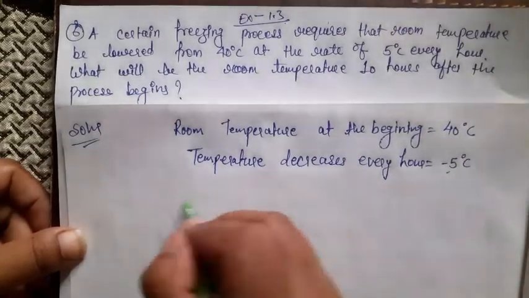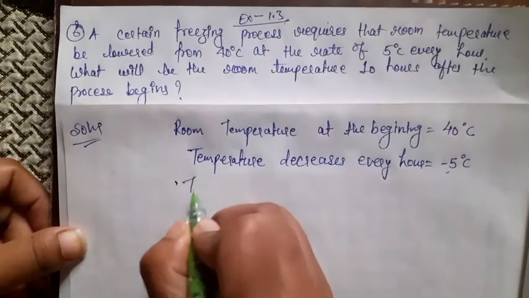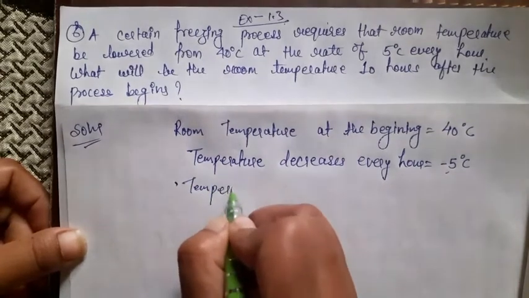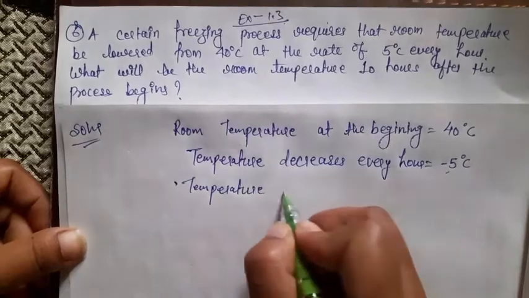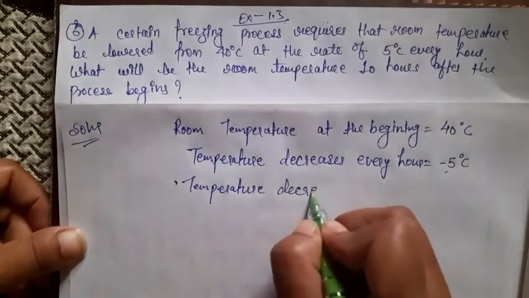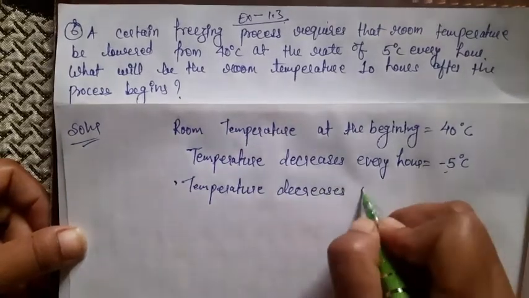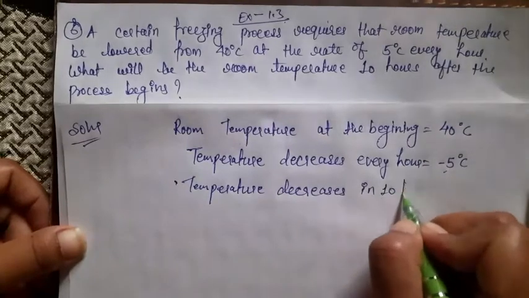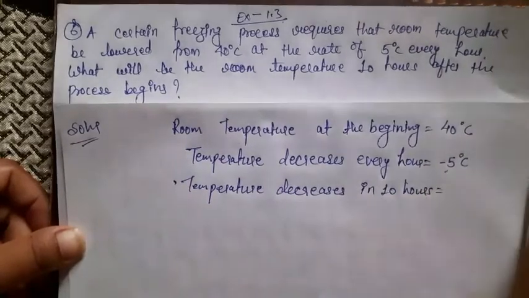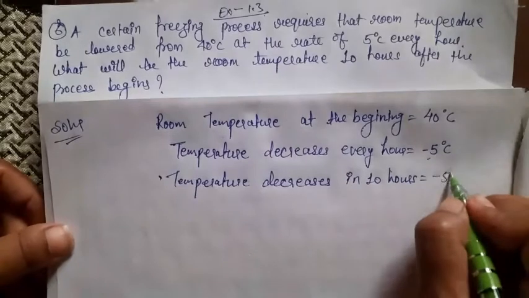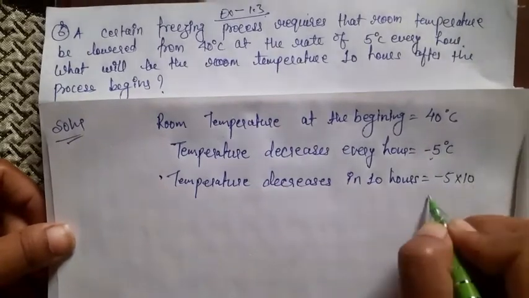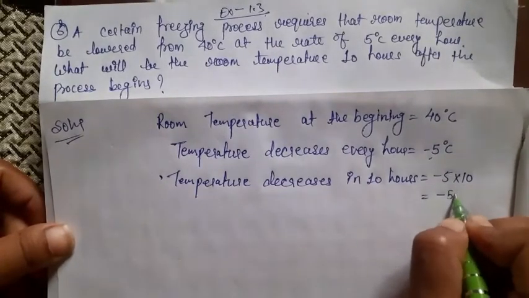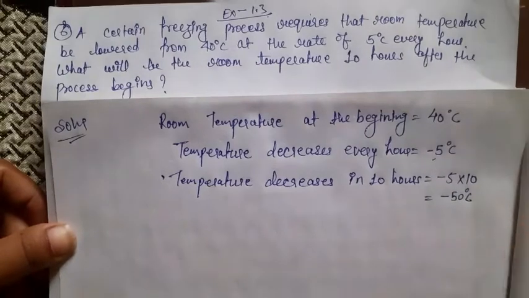And next, temperature decrease in 10 hours is equal to minus 5 multiply 10. So we get minus 50 degree Celsius.